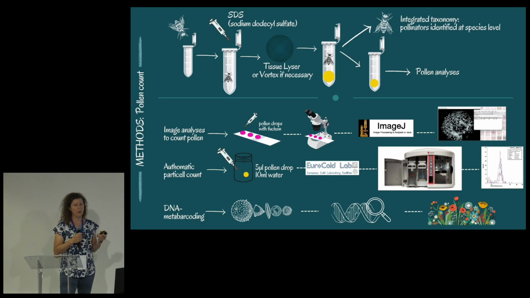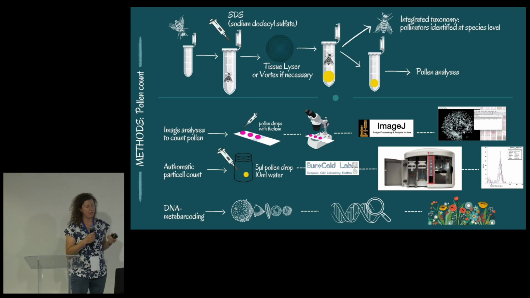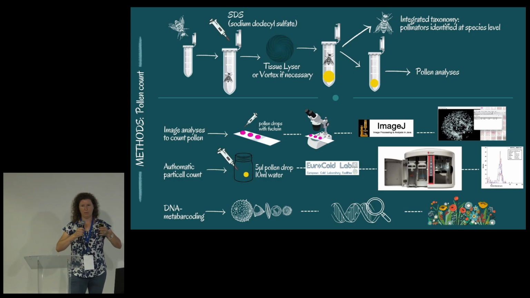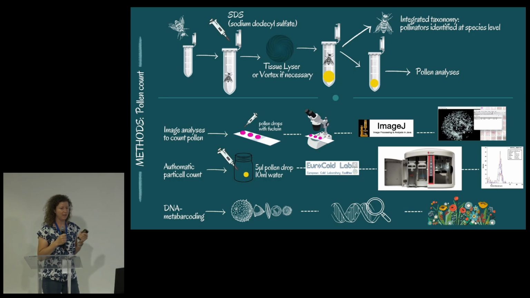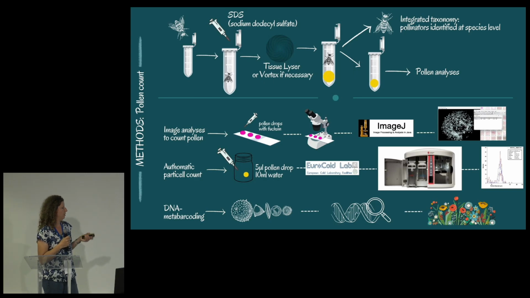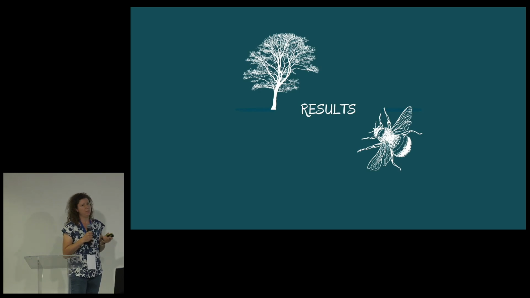We count the pollen grains with an automated counter with ImageJ, which is a software, and with Eurofins Lab, a collaboration with another laboratory which has this multisizer. It is a machine that automatically counts the pollen grains. And then we have DNA metabarcoding analysis to understand exactly which plants are visited by the pollinators. So I will show you some preliminary results.